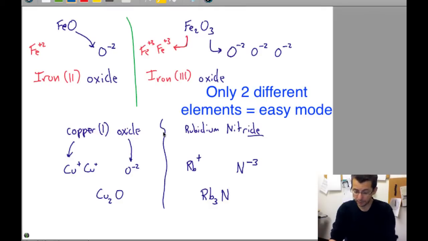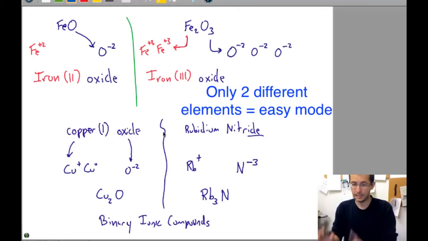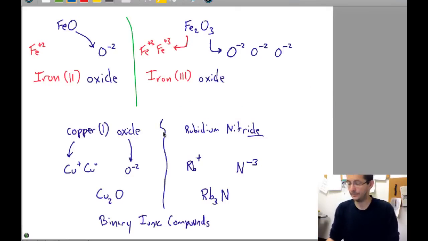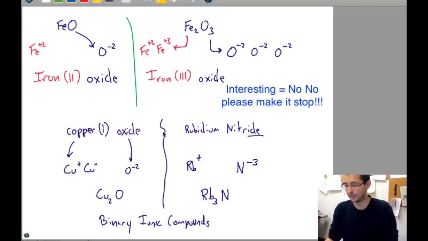So that's simple binary ionic compounds. Notice, only 2 different elements. Name the cation, name the anion. Now, this is where it gets interesting.